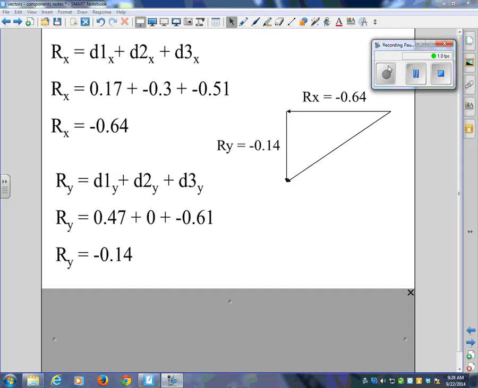What's the next step in the solution? On your sheet it says, use Pythagoras to find the resultant of the resultant components. So I drew it right here. My Rx, why is it to the left? Because my Rx is minus 0.64. Why is it down? Because my Ry is minus 0.14.